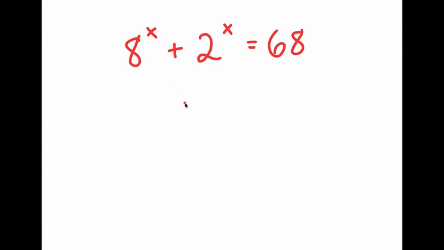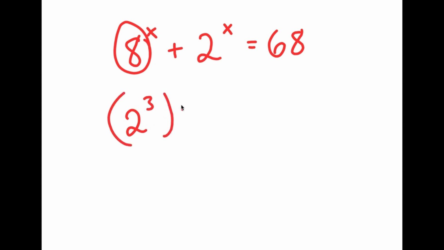Alright, so in this problem, I have 8 to the power of x plus 2 to the power of x is equal to 68. So I'm going to first start by rewriting 8 as 2 to the power of 3. So I get 2 to the power of 3 to the power of x plus 2 to the power of x is equal to 68.